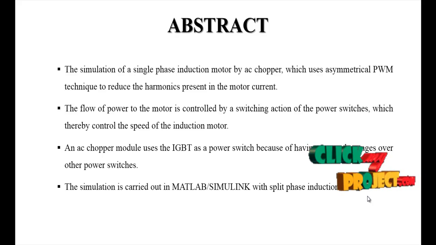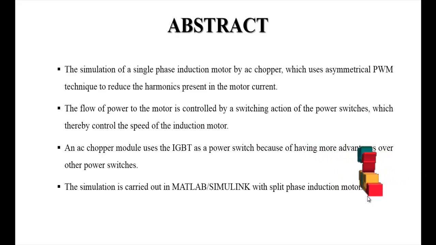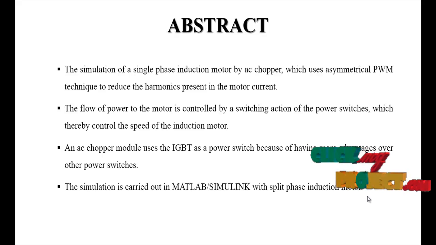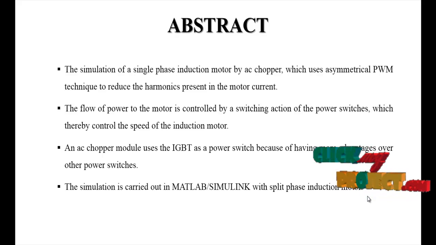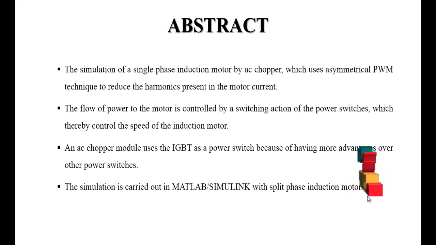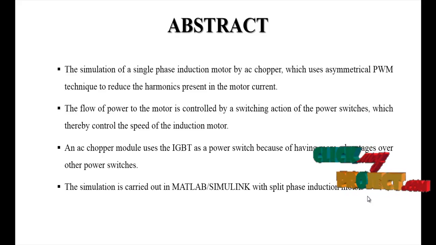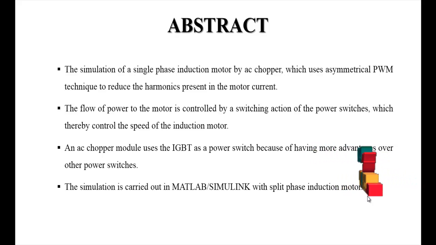After that, the power to the motor is controlled by the switching actions of the power switches. It is the total speed of the induction motor. The chopper model has an IGBT. IGBT is a switch. Two switches are used, the MOSFET switch and the IGBT. This process is used for the IGBT switches, because they have more advantages than the other power switches.